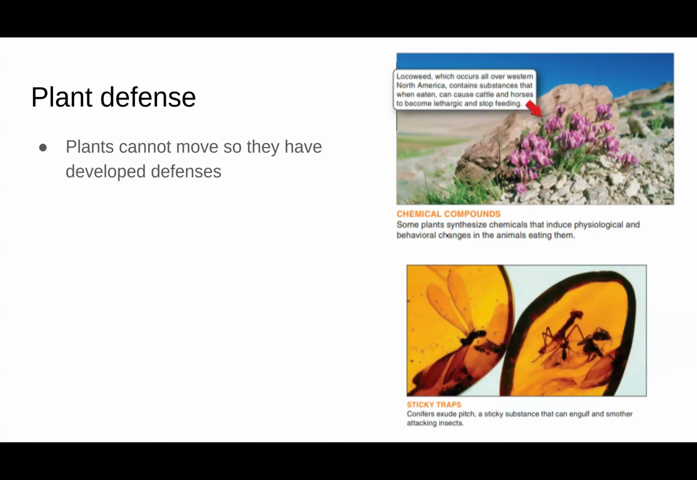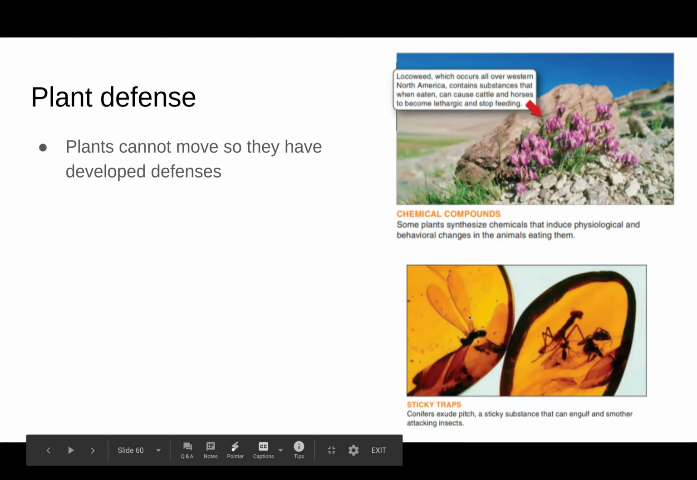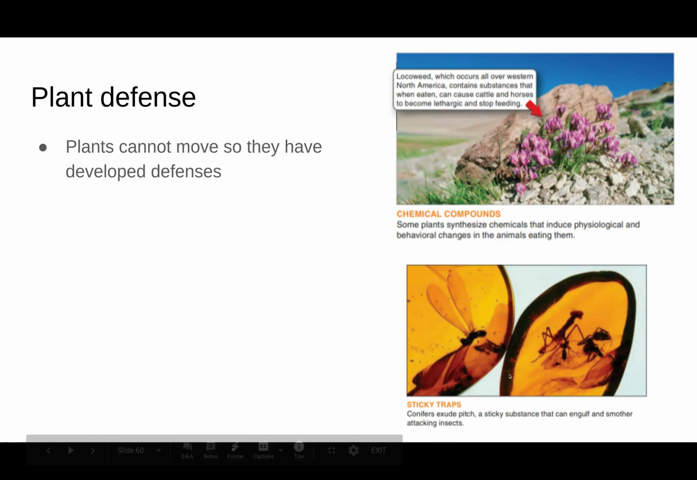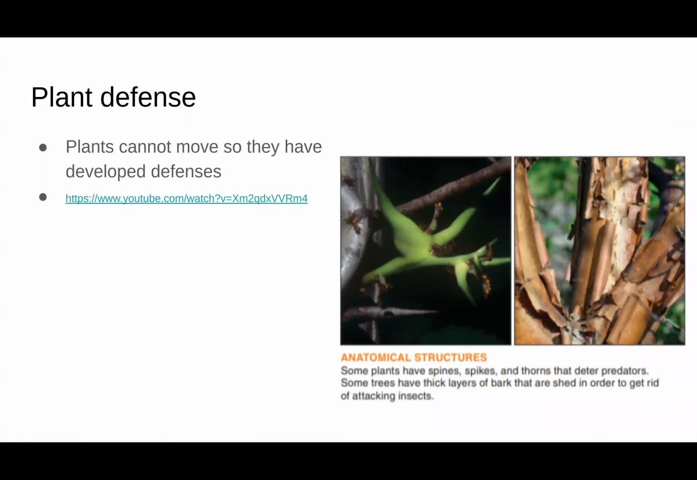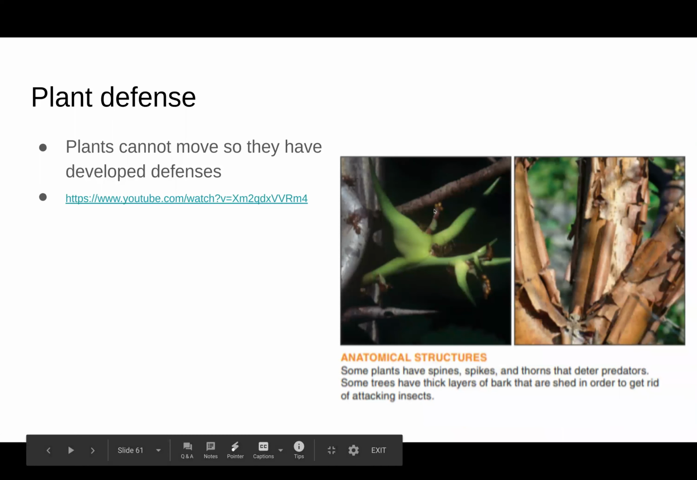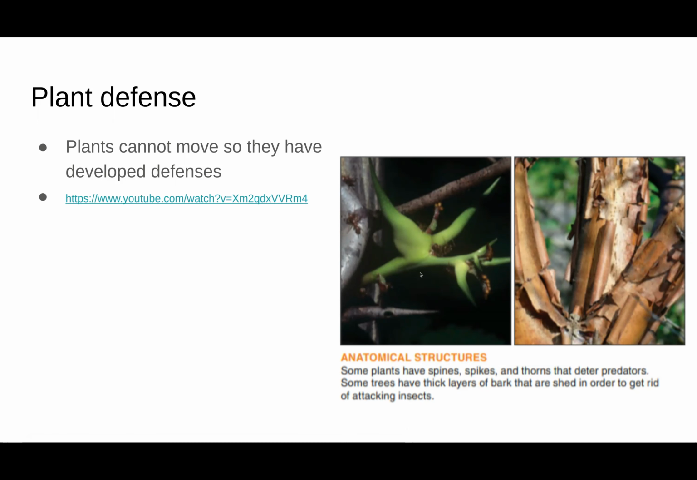In addition, they've also evolved sticky traps, and so they exude some sticky substances that, if you have an insect chewing on you, will essentially engulf and smother that insect. They've also developed anatomical structures, and so we have spiky things. You can think of the cactus. They have spiky structures and spines that prevent things from directly biting on them without physically getting hurt.